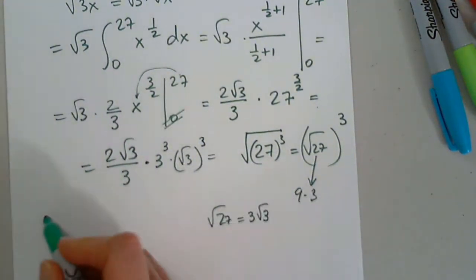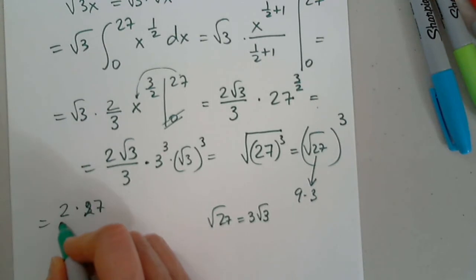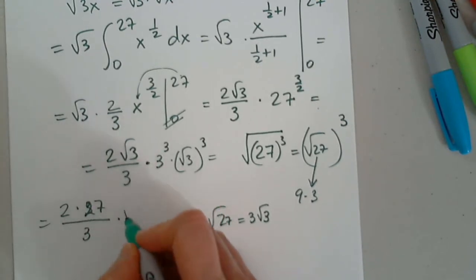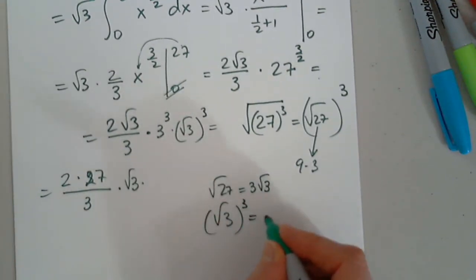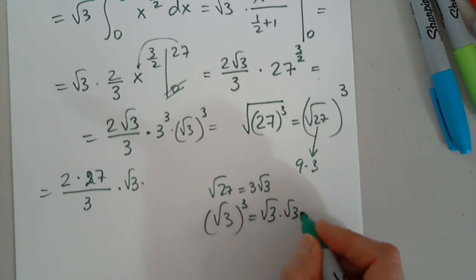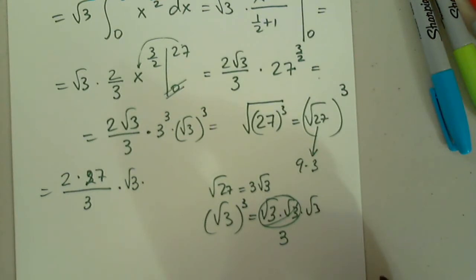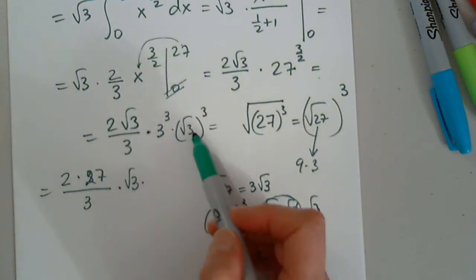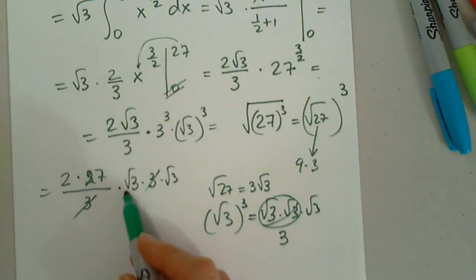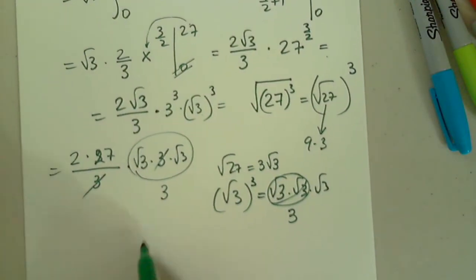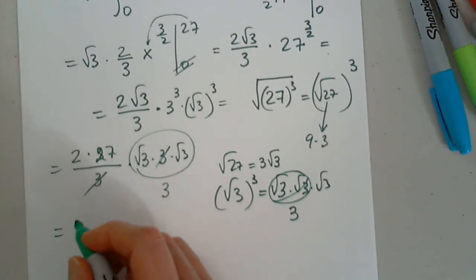Okay, so now I have 2. I'll put 3 to the 3rd power, which is 27, divided by 3, times the square root of 3, times the square root of 3 to the 3rd, which is the square root of 3 times the square root of 3 times the square root of 3, but this is 3. So the square root of 3 is this, and this is 3 the square root of 3. Nice. These two go away. This is another 3. So I have 3 times 27 is 81 times 2, 162.